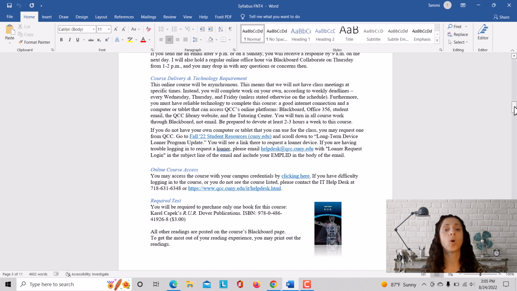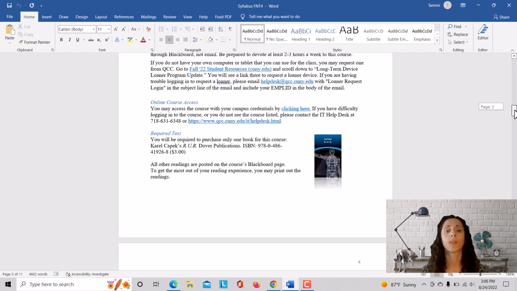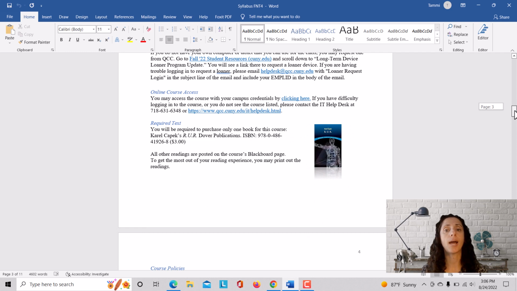If you don't have your own computer or tablet that you can use for this class, you can request one from QCC, and I included the link on the syllabus where you can go to request this tablet. There's a little section about how you can access the course. Take a look at that. If you have difficulties, there's a link that you can access to the help desk.